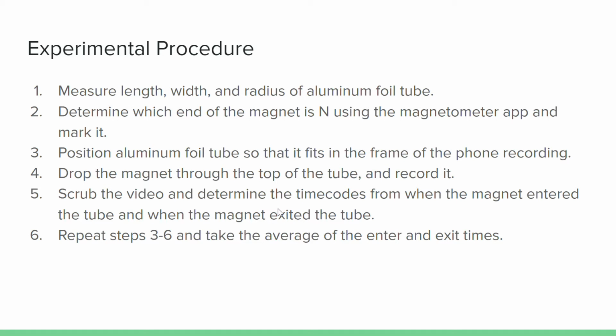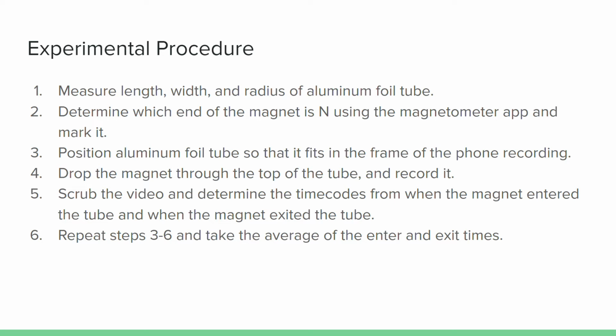The experimental procedure was to, first, measure the length, width, and radius of the aluminum foil tube, measuring the inside and the total radius of the foil. Second, determine which end of the magnet is north using the magnetometer app and mark it. Third, position the aluminum foil tube so that it fits in the frame of the phone recording. Fourth, drop the magnet through the tube and record it.